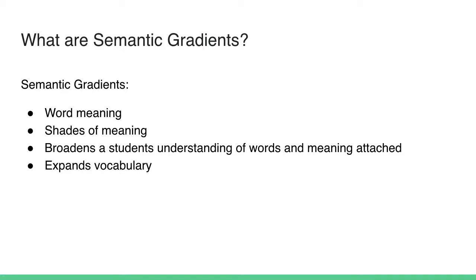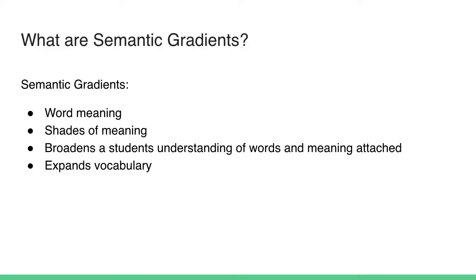The purpose of semantic gradients is to help students understand how meanings are attached to different words. Children are taught a progression of words from one opposite to another, which can be defined as understanding the shades of meaning. This deepening sense of knowledge helps students enhance their understanding of related words.